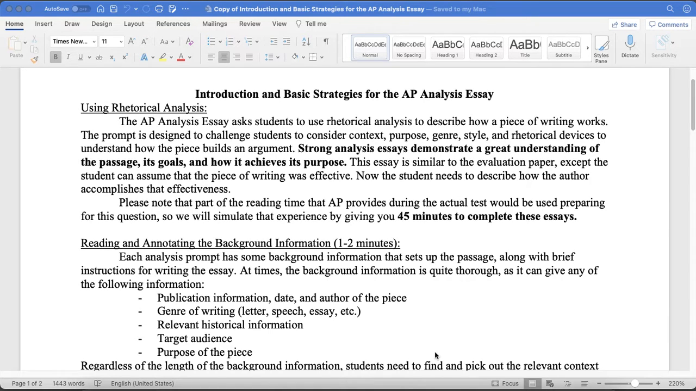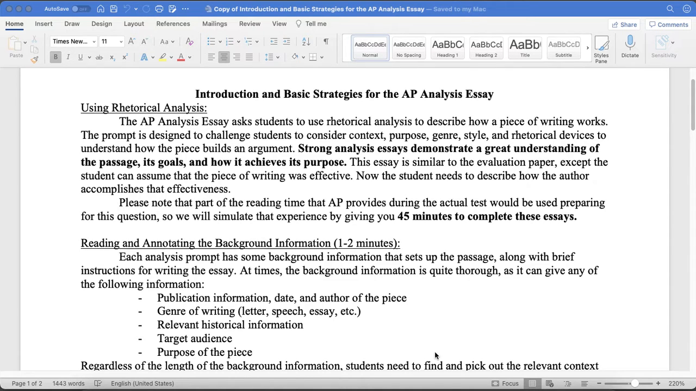And you're going to have to describe how it achieves its purpose. This essay is not evaluative, so you are operating under the impression that it is effective, but you are going to have to break down why it's effective. And in order to do that, you're going to have to think about what it's trying to achieve and who its audience is. And sometimes that purpose is really clear from the get-go. Other times you'll have to deduce it from reading the entire passage.